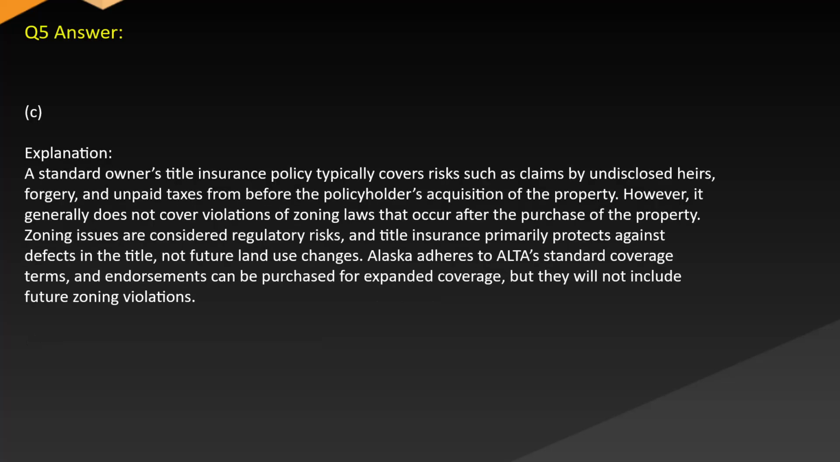Answer C. Explanation. A standard owner's title insurance policy typically covers risks such as claims by undisclosed heirs, forgery, and unpaid taxes from before the policyholder's acquisition of the property. However, it generally does not cover violations of zoning laws that occur after the purchase of the property. Zoning issues are considered regulatory risks, and title insurance primarily protects against defects in the title, not future land use changes. Alaska adheres to all the standard coverage terms, and endorsements can be purchased for expanded coverage, but they will not include future zoning violations.